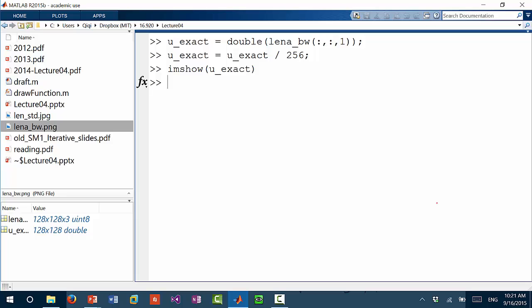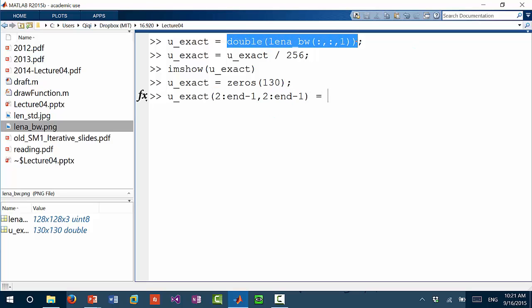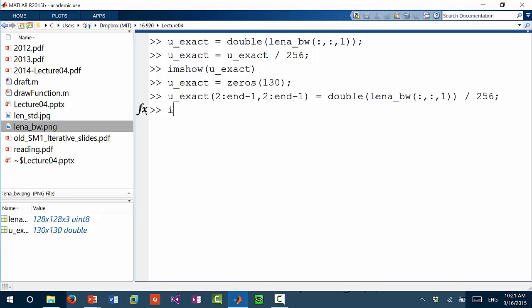Okay, and I said 0 boundary condition. So let me actually do something different. U exact, we know it's 128 by 128. So let's actually make it zeros 130. I'm padding the matrix by 2 in both directions. And I'm going to do this again: U exact from 2 to n minus 1, 2 to n minus 1 is equal to that thing. So I'm only loading the image into the interior of this array.